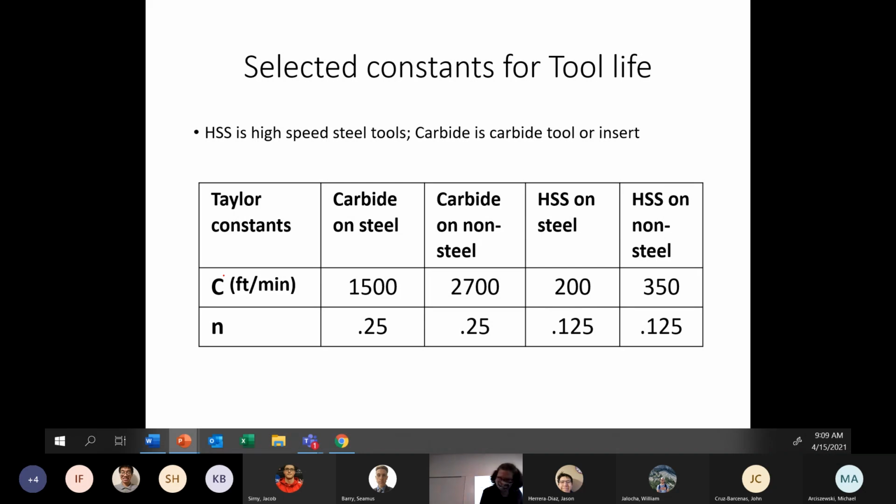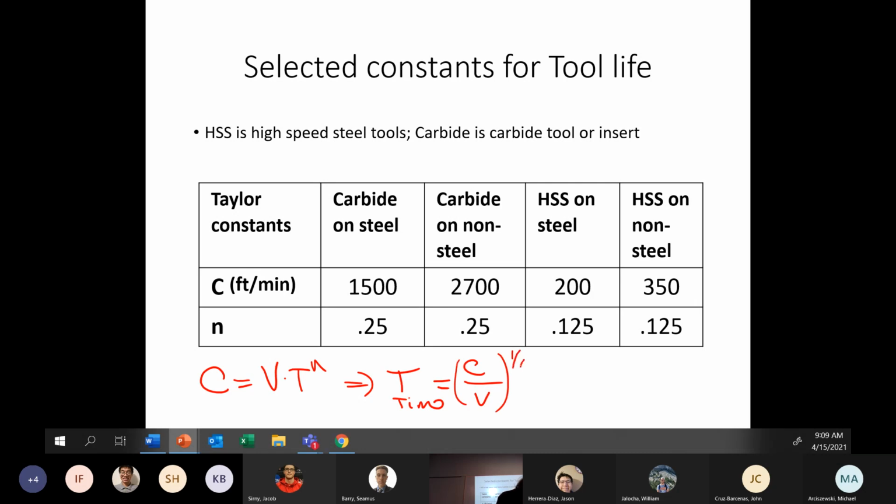If we go back to our equation, we do see that C is equal to V T to the N, and therefore time is equal to C divided by V to the 1 over N power. What we also notice is that our speed needs to be in feet per minute. So that's a calculation that we often need to do.